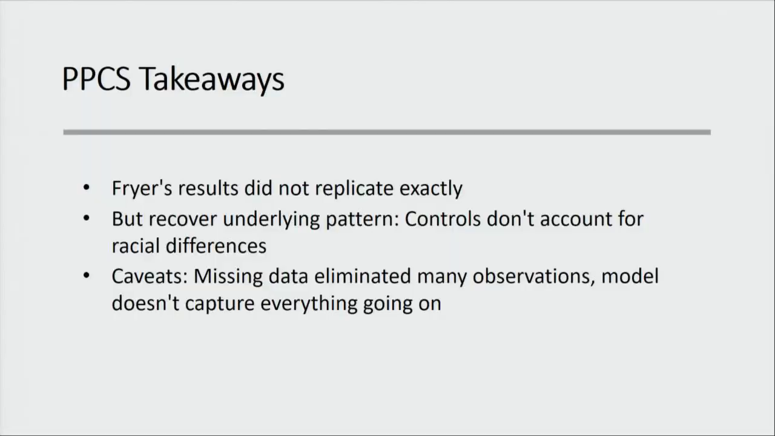So we spoke a lot about the PPCS data, but what can we take away from it? Friar's results did not replicate exactly, but the underlying pattern we did find, which was that the controls don't account for racial differences. We didn't reach 1 on the odds, but the odds are still higher for blacks. Also, there was a caveat that we had a lot of missing data which eliminated many observations, and so the model doesn't really capture everything that's going on.